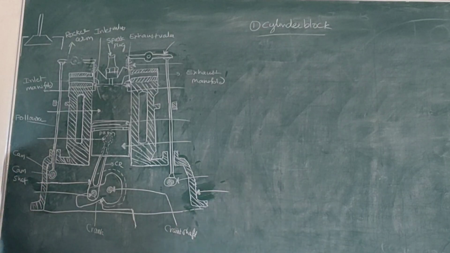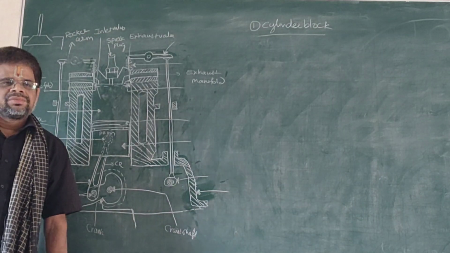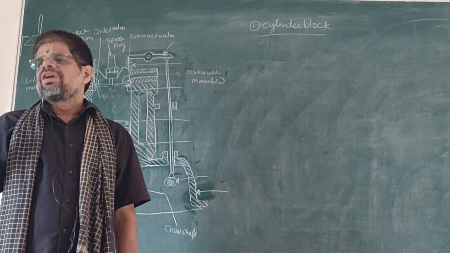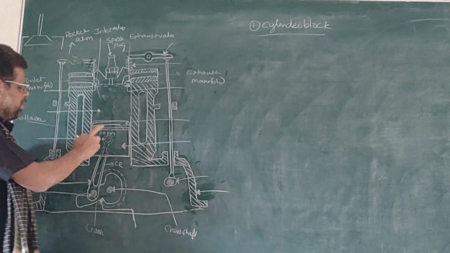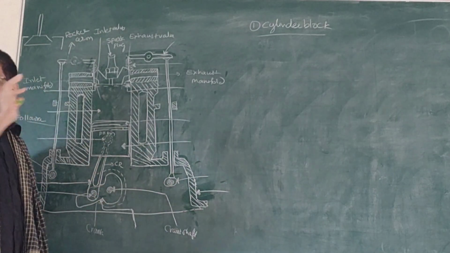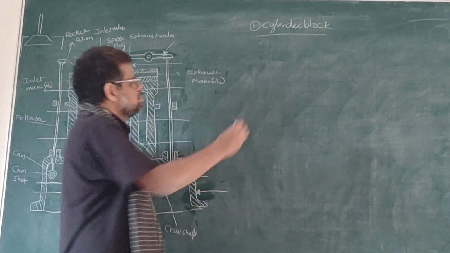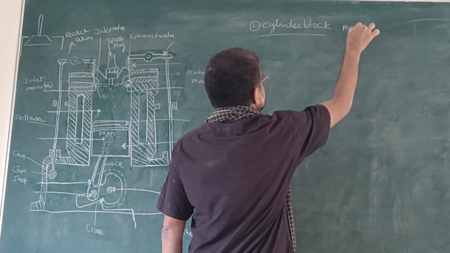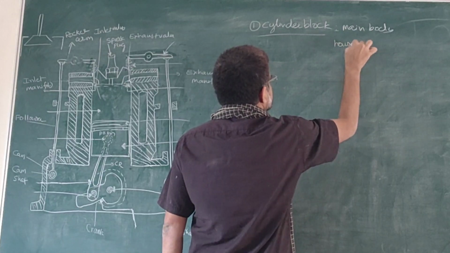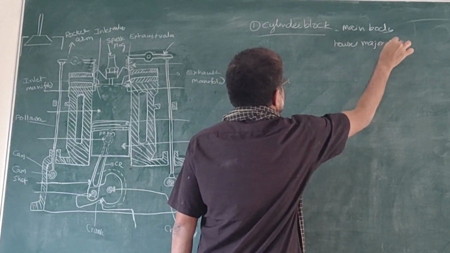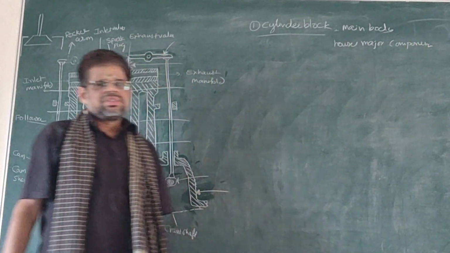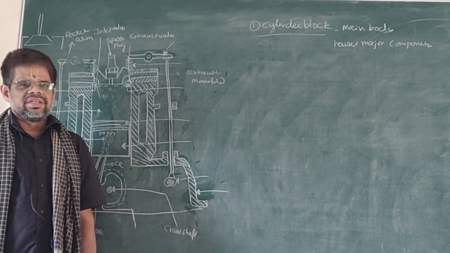This is the main body of the engine, which houses all the components like piston, connecting rod, crank, crankshaft, everything. So it is the main body and houses the major components of the engine.